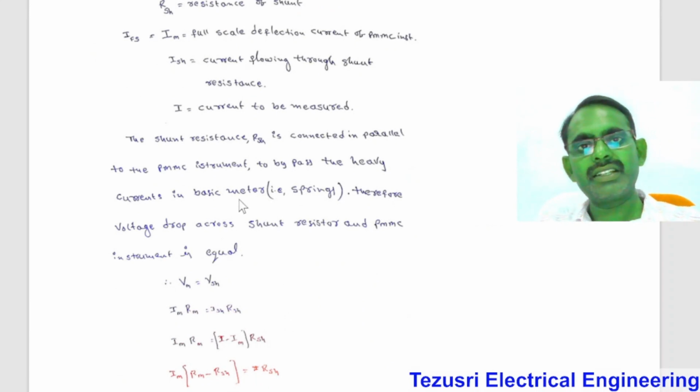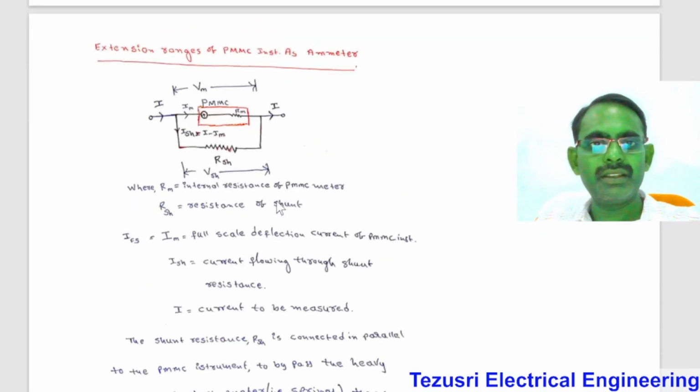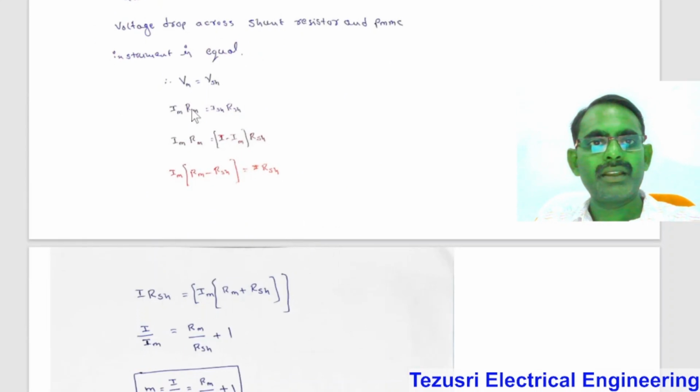Here the shunt resistance RSH is connected in parallel with the basic PMMC instrument to bypass the heavy currents in the basic instrument. Therefore, the voltage drop between these two, basic instrument and the shunt resistance, is equal, because these two are connected in parallel. Therefore, Vm equal to VSH, Im into Rm equal to ISH into RSH.